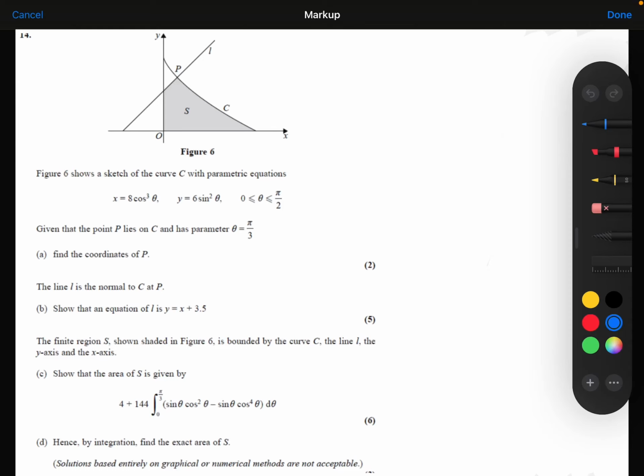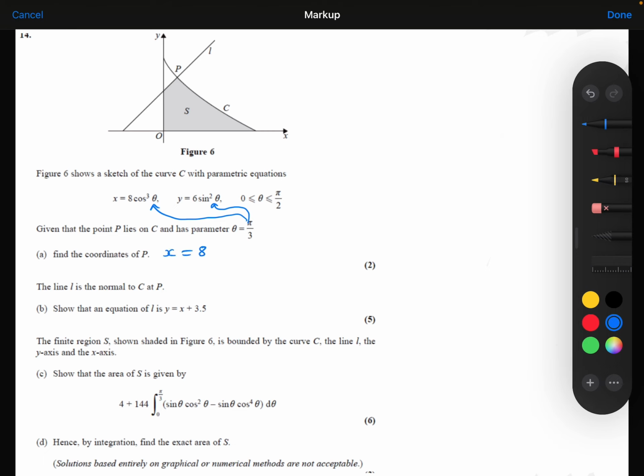Figure 6 shows a sketch of the curve C with the parametric equations x equals 8 cos cubed theta, y equals 6 sine squared theta, where theta is between 0 and pi over 2. Given that the point P lies on C and has parameter theta equals pi over 3, find the coordinates of P. So nice and simple to begin with, we're just substituting our theta into our x and y equations.